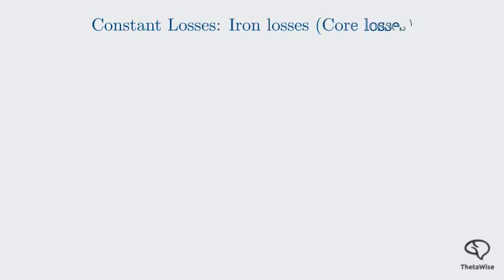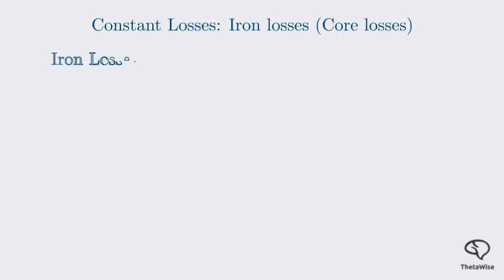Now let's move on to our second main category, constant losses. As the name suggests, these losses remain relatively fixed or constant regardless of the load on the transformer. The first and largest component of constant losses are iron losses. These are also known as core losses because they occur primarily in the transformer's iron core. Unlike copper losses, which are current dependent, iron losses are voltage dependent. They are present as long as the primary winding is connected to a voltage supply.